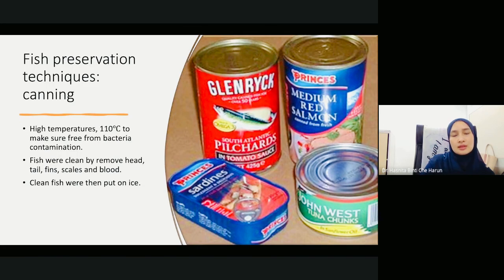Okay, so this is another modern technique of preserving fish, which is canning. You apply high temperature at 110 degrees so that you could kill all the bacteria that normally could damage the product. The fish will be cleaned by removing the unnecessary parts, for instance the head, tail, and so on, and you immediately put it on ice so that you can keep the freshness of the fish.